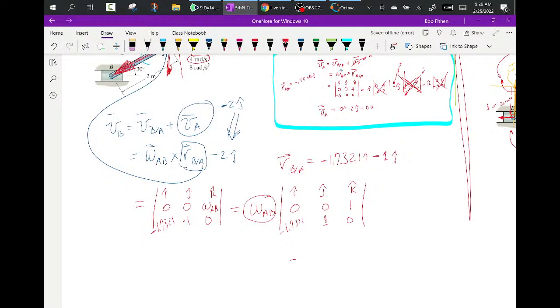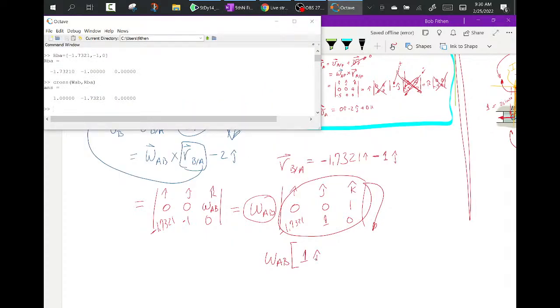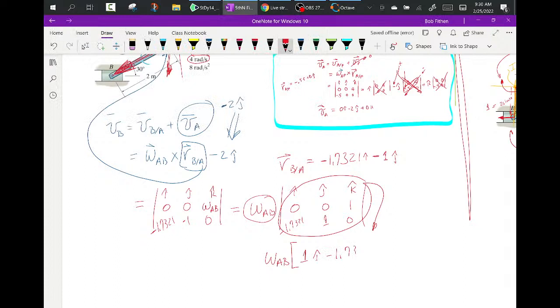You have to realize what I'm going to do here. I'm going to go ahead and do this: omega AB times the result of this, which is 1I minus 1.7321J plus 0K.